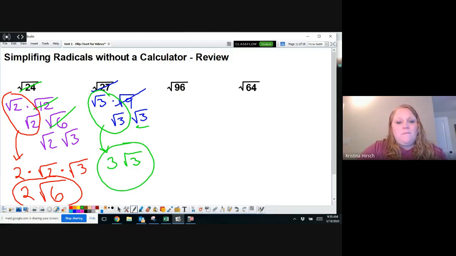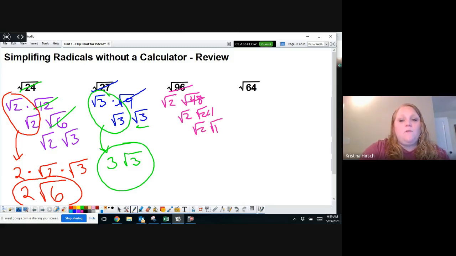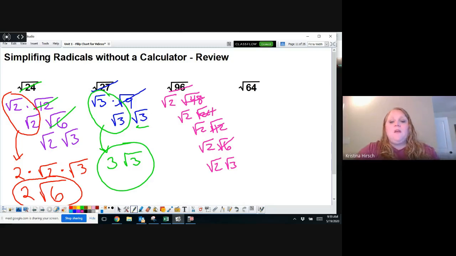All right, so then a little bit bigger of a number with the square root of 96, that's an even number, so I could divide by 2, so I would have 2 times 48. 48 would be 2 times 24, 2 times 12, 2 times 6, 2 times 3. All right, so I'm breaking it down until I can't break it down anymore, basically until you just have nothing but prime numbers. All right, so now I'm ready to kind of start grouping.